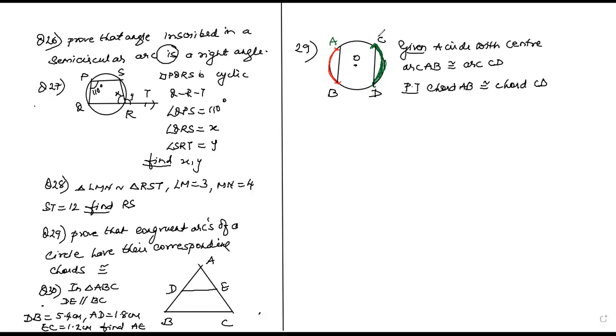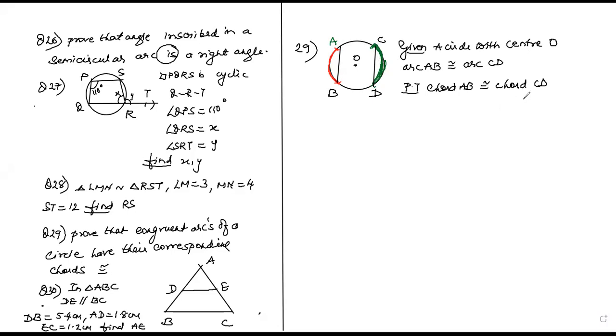Okay, children. Now you can see here, children. Circle with center O. Okay, center O is the center. Then they're giving arc AB is congruent to arc CD. And I want to prove the chord AB congruent chord CD. That is the question. Prove that congruent arcs of a circle have their corresponding chords congruent. मतलब these are congruent arcs और उनका corresponding chords दिख रहा है AB और CD. आपको corresponding chords को congruent prove करना है.